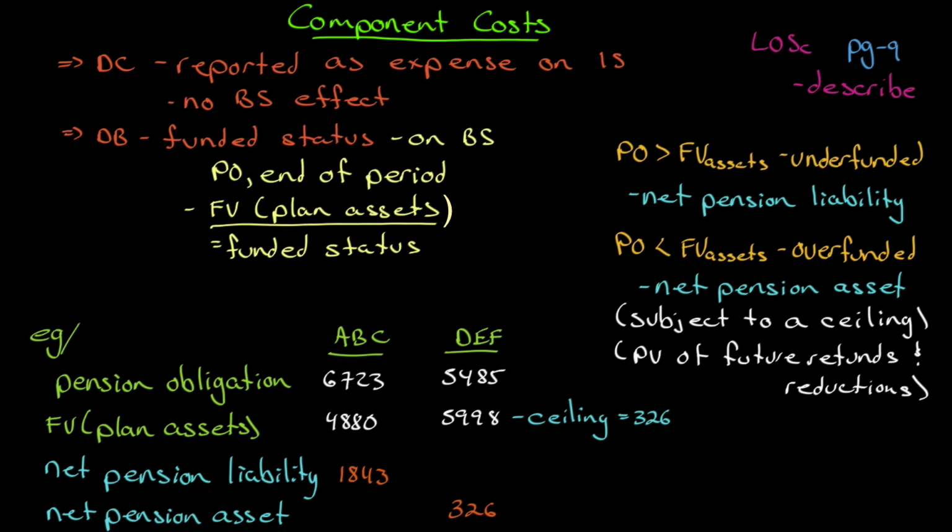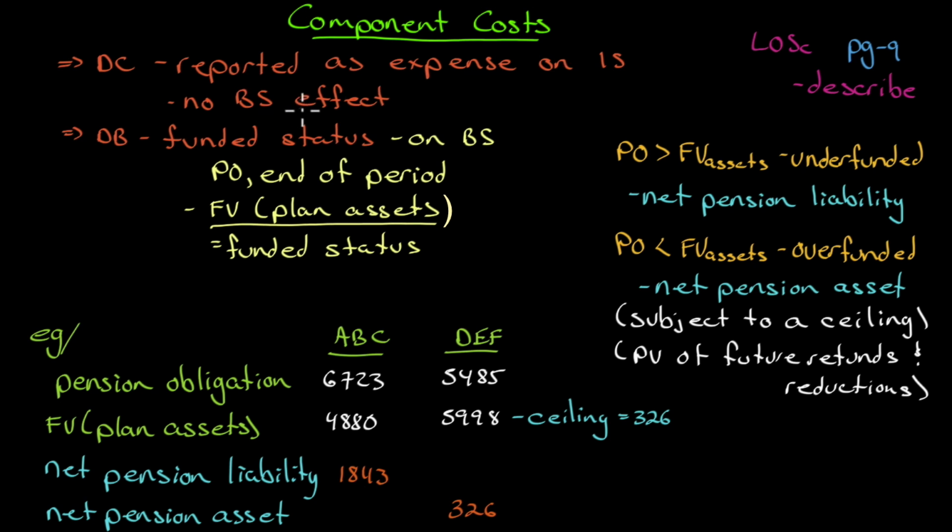And we've introduced the language, so we should be able to go quickly through these screens now that we see in our heads where it all came from. We can get right to it. For defined contribution, there's only one cost. It's whatever contributions were made during the year. It's reported as an expense on the income statement. There is no balance sheet effect.